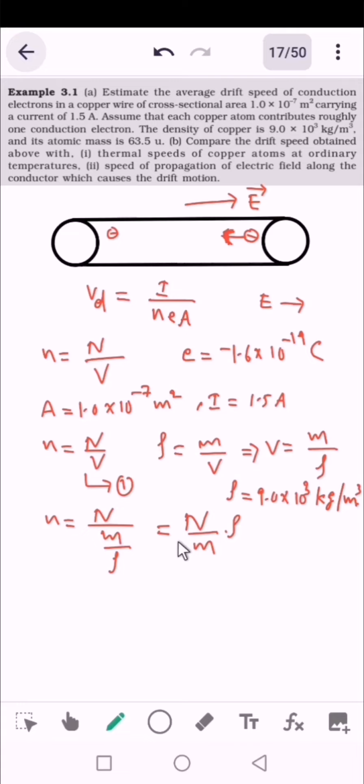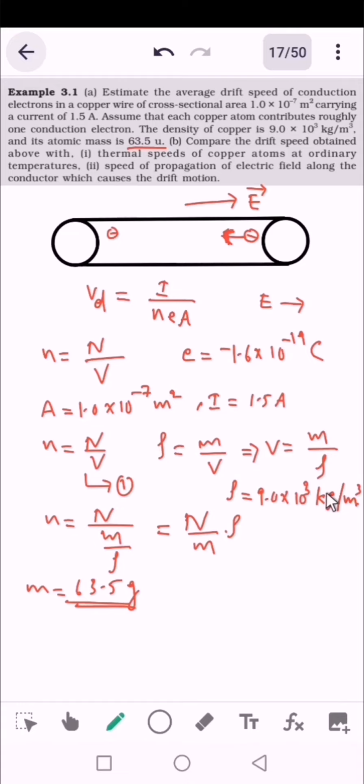Okay, we don't know what m is. Actually, m is given in atomic mass unit as 63.5 u. So if it is given in atomic mass unit, then you can take it in gram atomic mass unit also. So the gram atomic mass equivalent of this is m equals 63.5 gram. So this is the gram atomic mass unit.